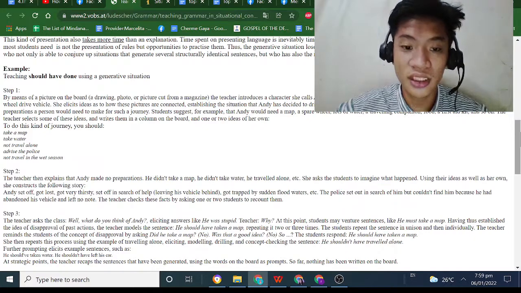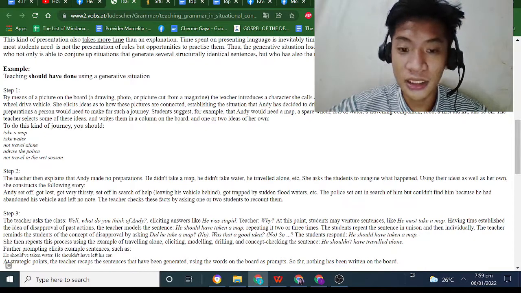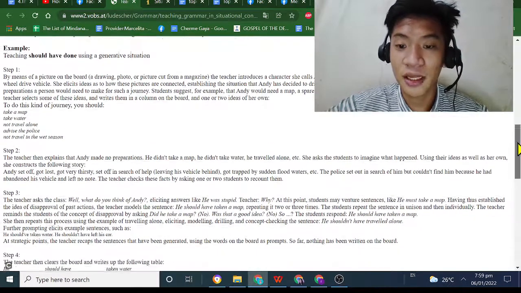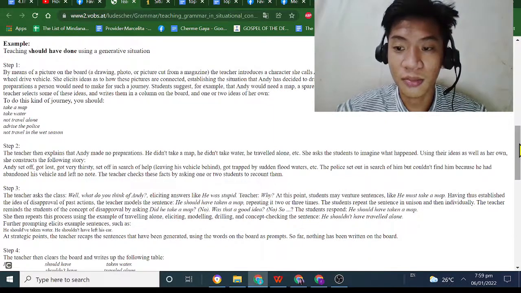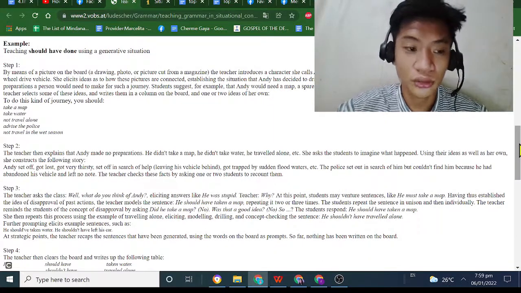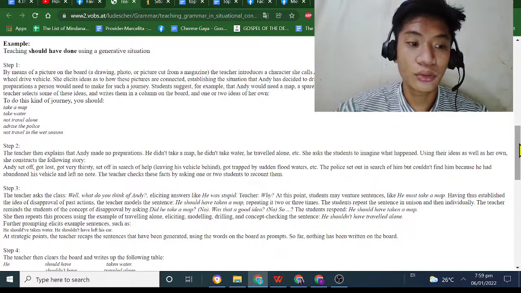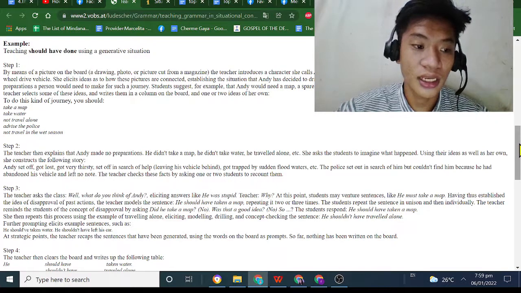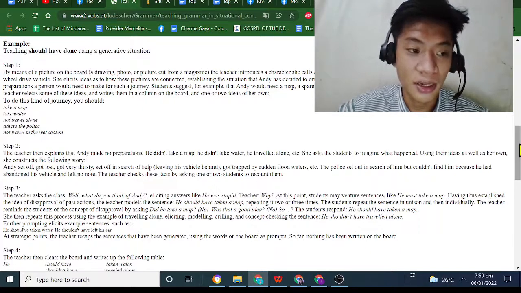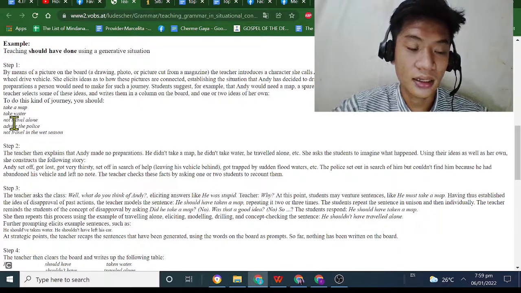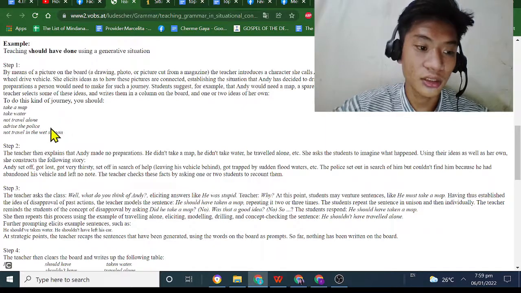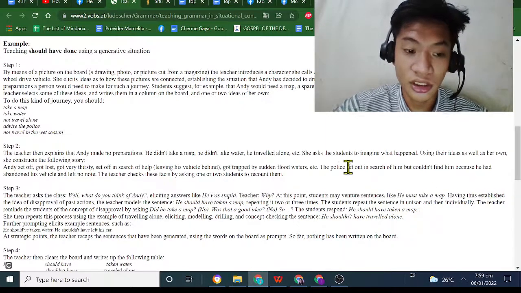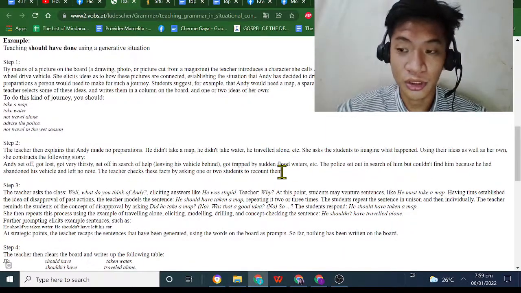So students suggest, for example, that Andy would need a map, a spare wheel, lots of water, a traveling companion, food, a first aid kit, and so on. To do this kind of journey, you should... Here we have the list: take a map, take water, not travel alone. So step two, the teacher then explained Andy made no preparation.